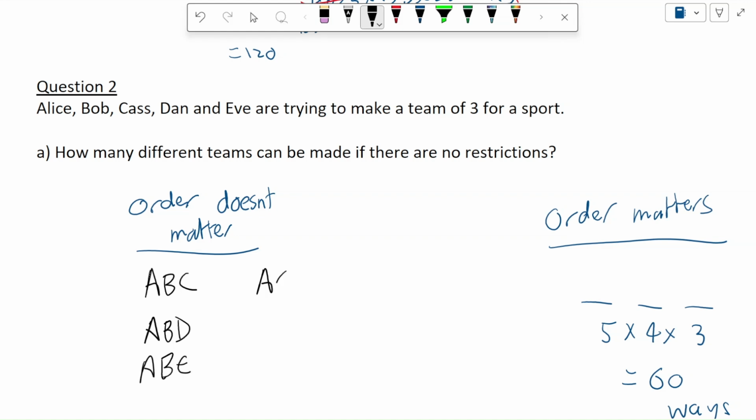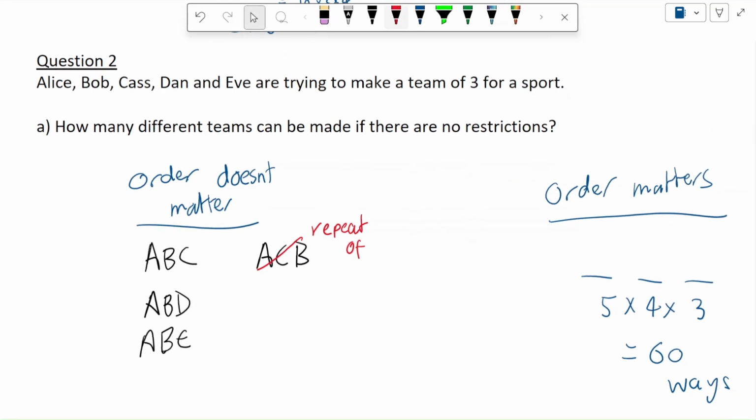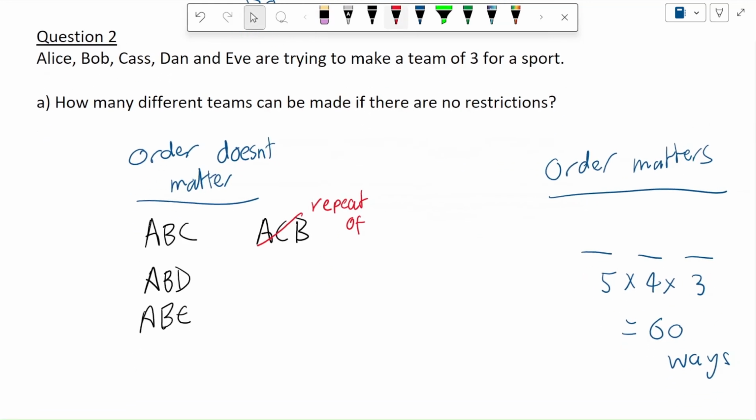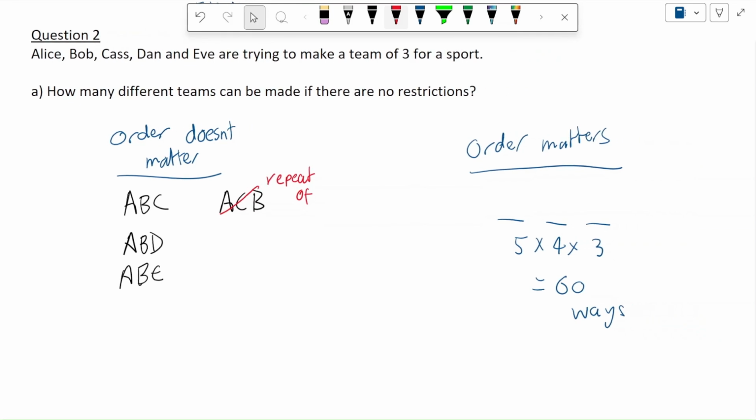I could have Alice, Cass, and Bob, but that is actually a repeat of the first one, ABC. It's literally the same team, Alice, Cass, and Bob, because it's the same 3 people. So we don't count that one. And that's why when order doesn't matter, you're going to have a lot fewer ways to do this.